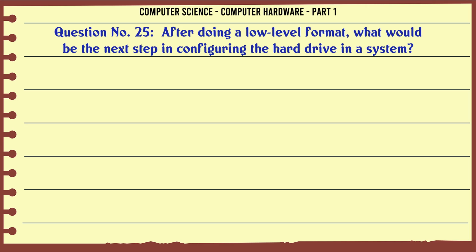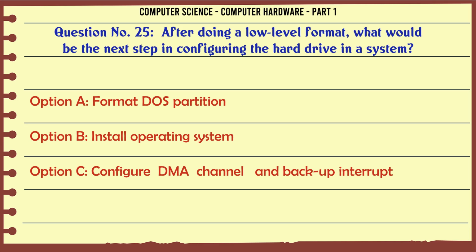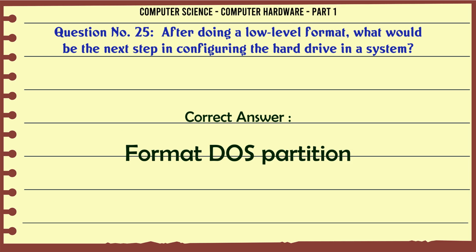After doing a low-level format, what would be the next step in configuring the hard drive in a system? A. format DOS partition. B. install operating system. C. configure DMA channel and backup interrupt. D. partition head disk. The correct answer is format DOS partition.